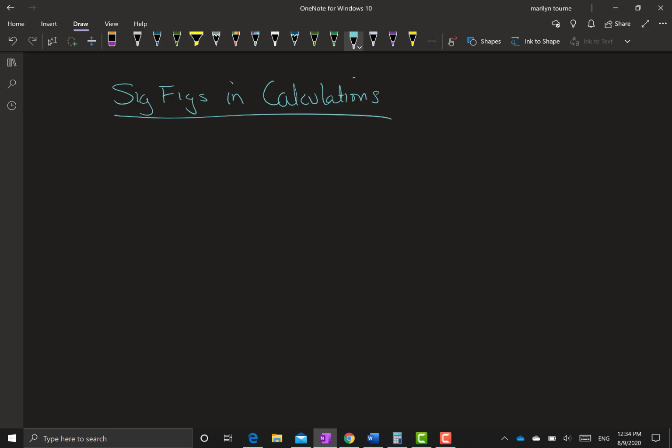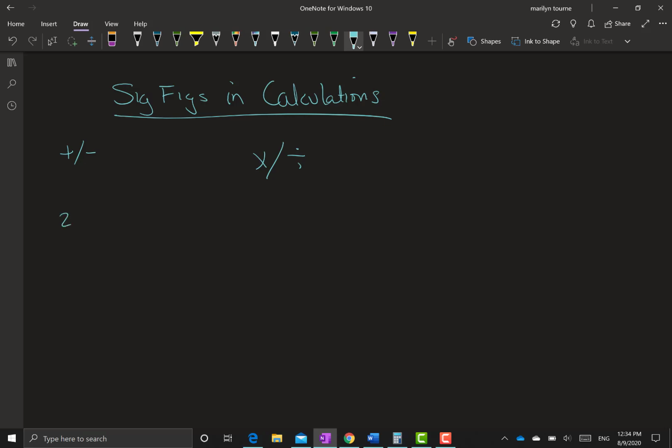We've already learned the rules of significant figures, how to determine how many significant figures you have in a number, but now we have to know what to do when we're adding numbers or multiplying numbers together to get a final answer. So really there's only two different rules, and they're paired up by addition or subtraction, or multiplication and division. They're both really easy. Let's do an example of addition.